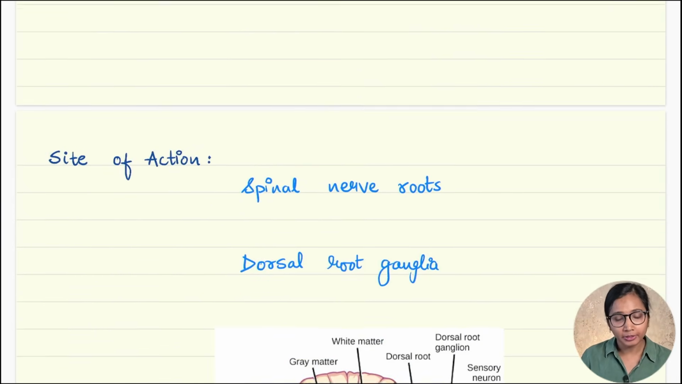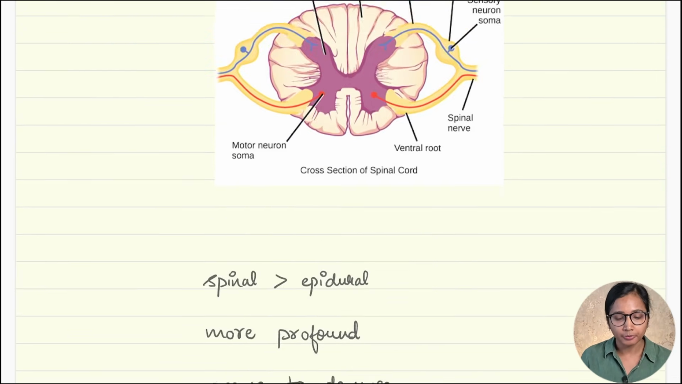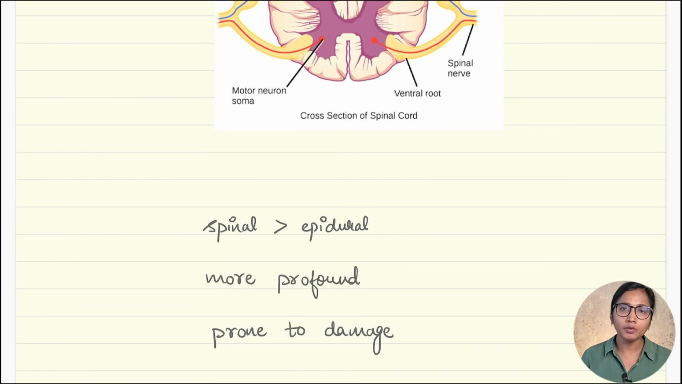Talking about the site of action of the drug, the major site of action is the spinal nerve roots and the dorsal root ganglion. If we compare spinal with epidural, the nerves in the subarachnoid space are not protected by dura or arachnoid mater. We can say they are more exposed. That is why spinal has a more profound block as compared to epidural, and that is why spinal nerves are more prone to damage.